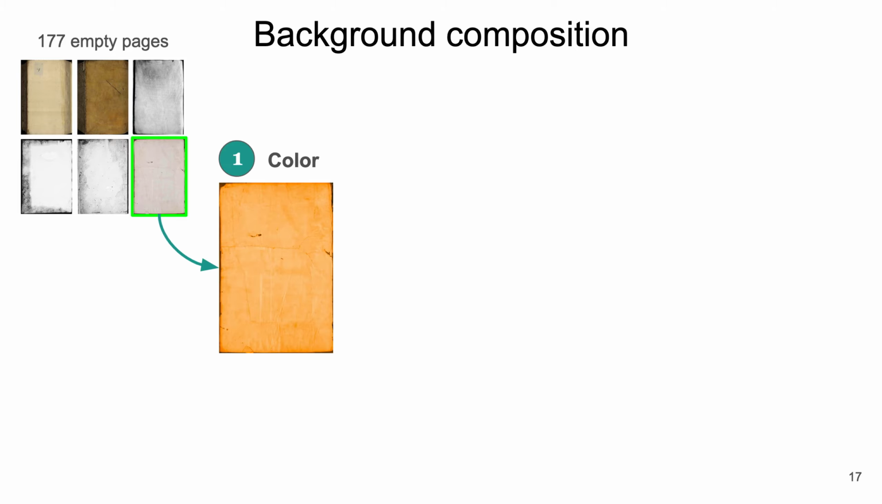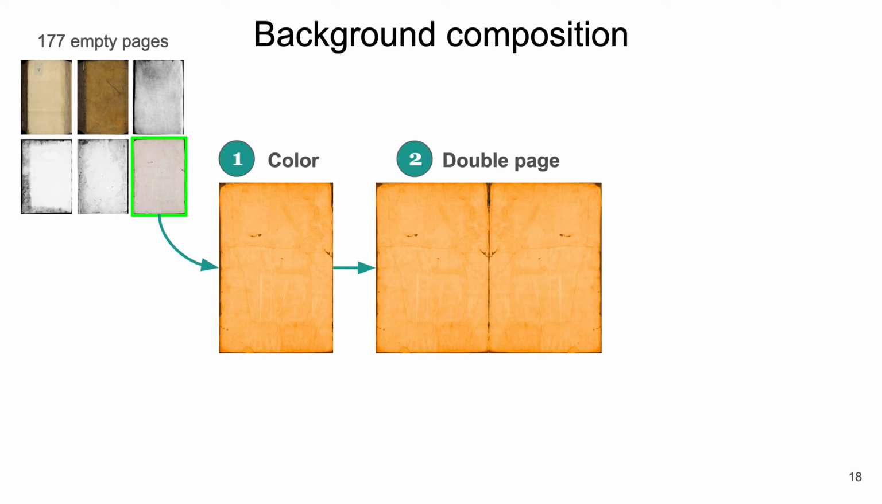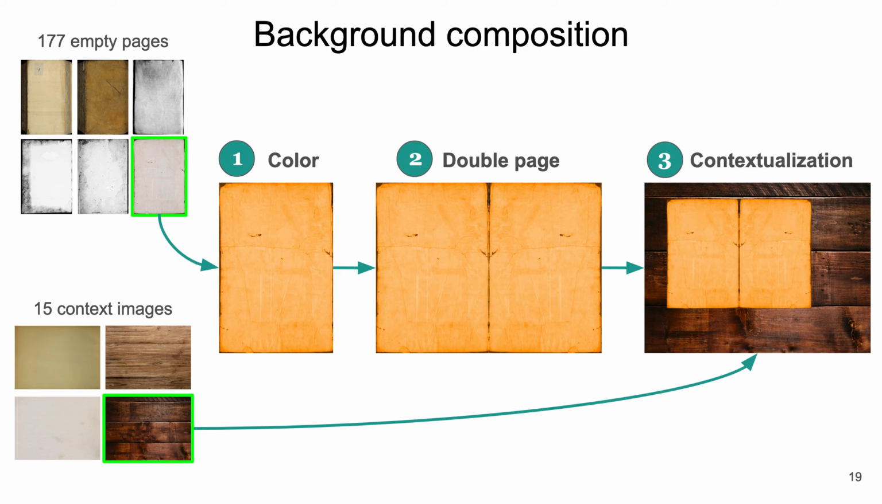The page can be first colorized using a uniform color. It can be duplicated and mirrored, resulting in a double page configuration, which is usually the case for manuscripts. Finally, it can be pasted on a context image to mimic some natural scanning processes.